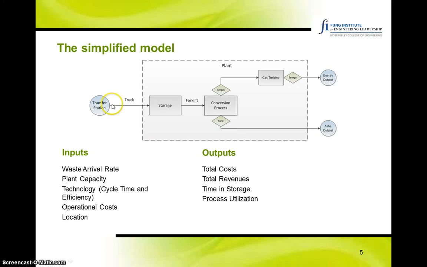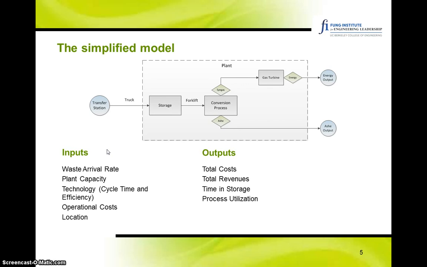You can see that wastes are starting from the transfer station. They are being transported via trucks to a storage area in a plant, and then a forklift will pick them up and bring them to a conversion process chamber, where there will be two outputs, syngas and ash. Syngas will be processed in the gas turbine to produce energy that will be sold to the grid, and ash will be landfilled.